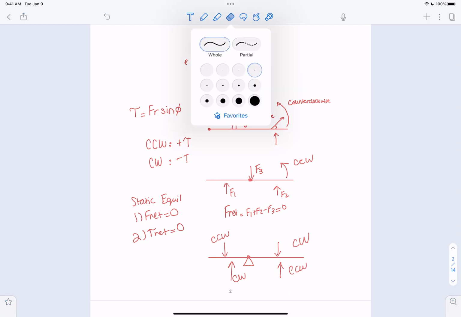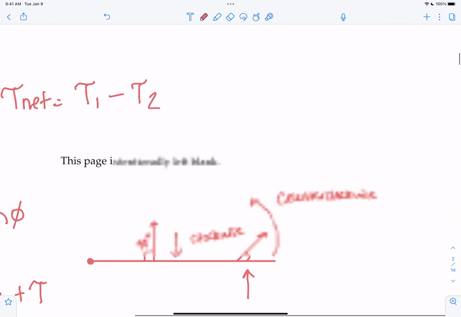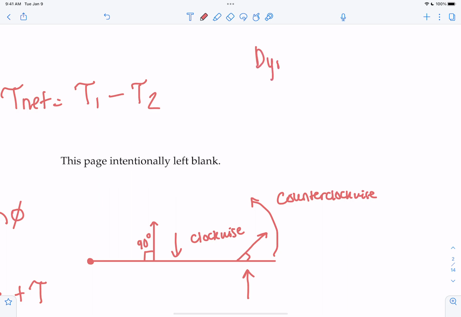Okay, I will erase. The other equilibrium, you could have dynamic equilibrium. Dynamic equilibrium is basically where one of those conditions isn't met. Honestly, I could have one of the conditions not met. So maybe F net is not equal to 0, but my torque is.